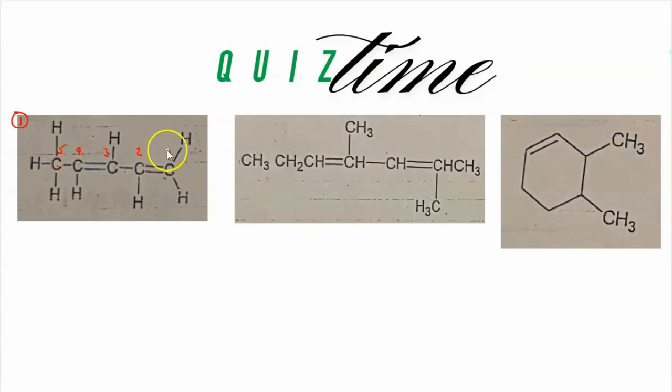And the double bonds are located at 1 and 3. So we're going to call this penta-1,3-diene. So penta-1,3-diene. Everyone get that one? Let's try number 2.